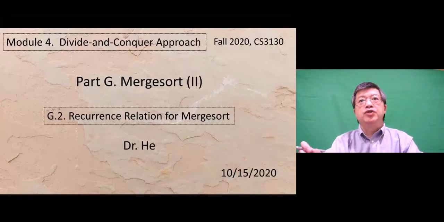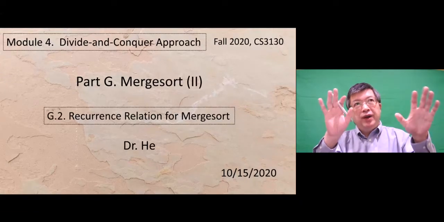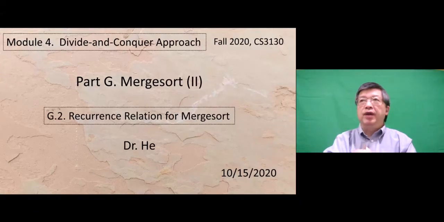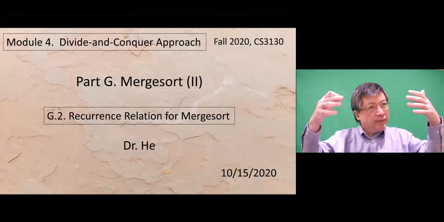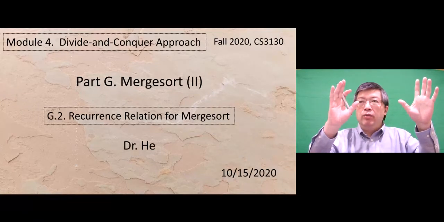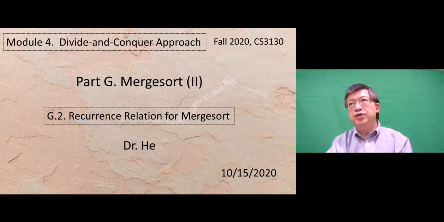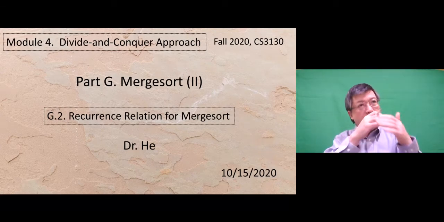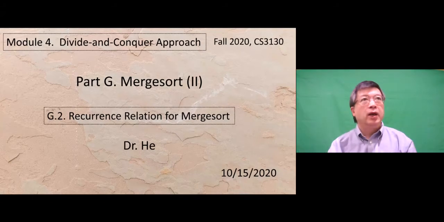G.2, recurrence relation for Mergesort. We complete the merge step. Given two ordered arrays, we derive the merge operation, combine those two arrays, and get a one bigger sorted array.